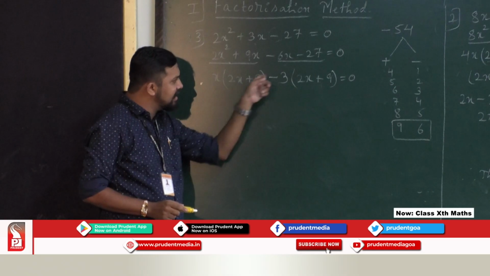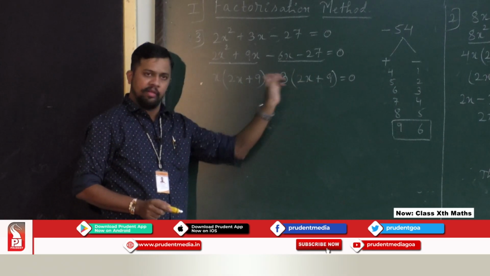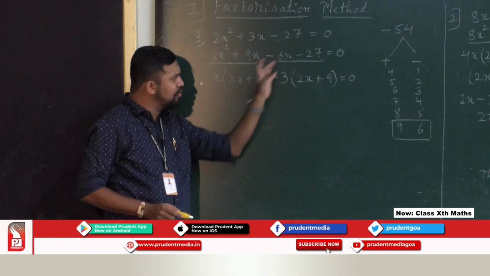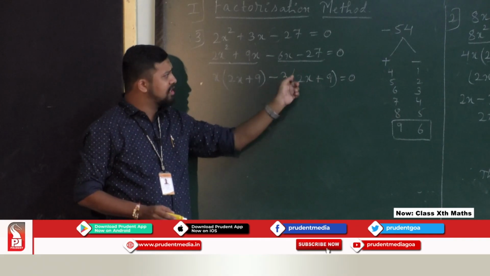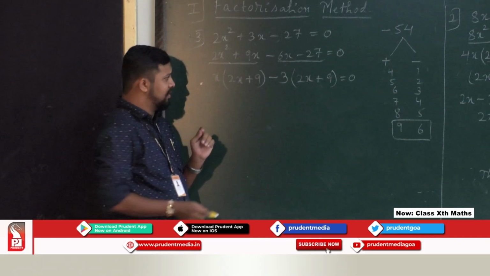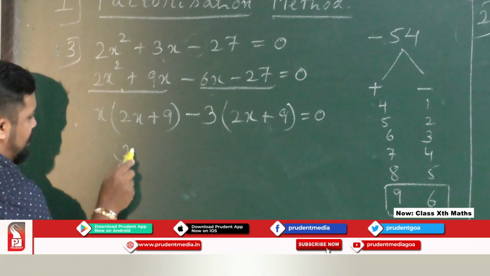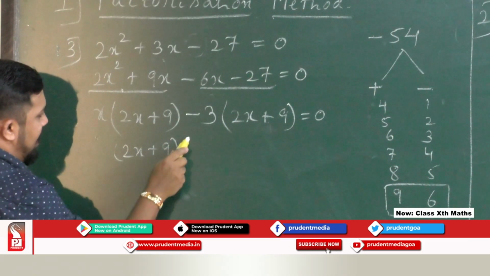Whatever the factor is here, is it the same? If it is different, no use of going further. So try to find out the factors properly here. Mostly the signs. Signs are very important. Then write this factor 2x plus 9 and x minus 3.